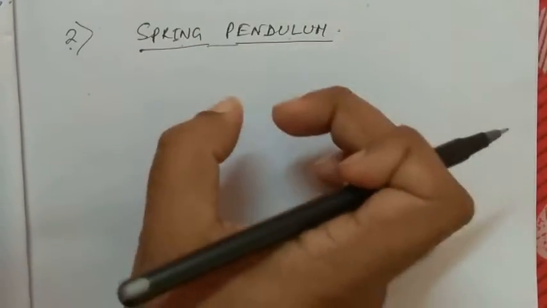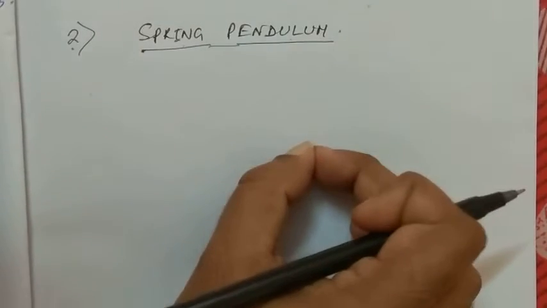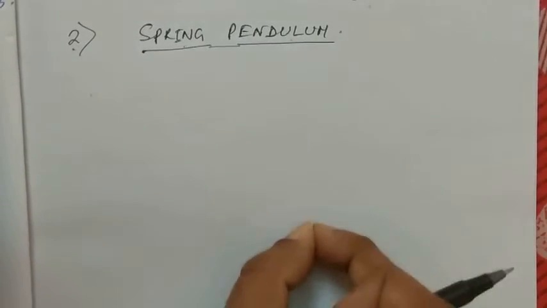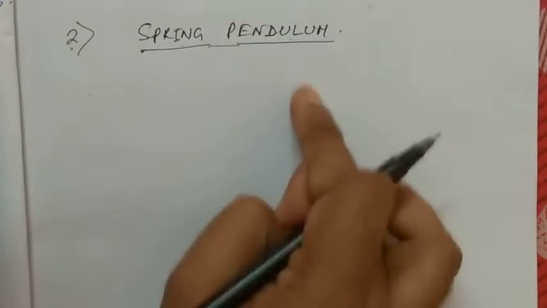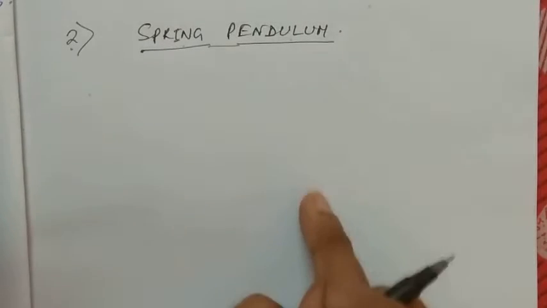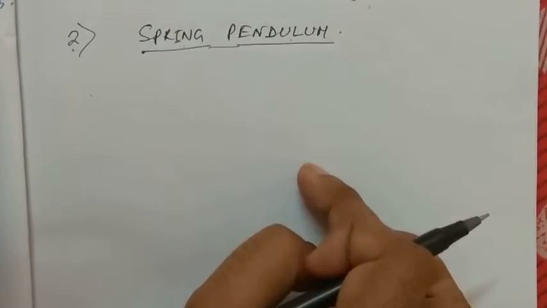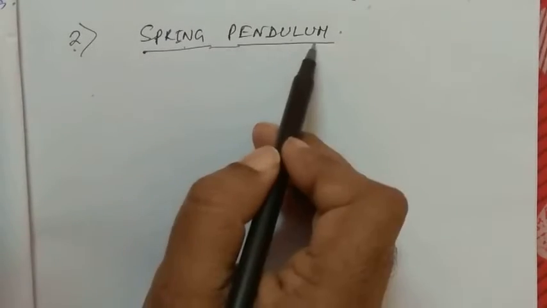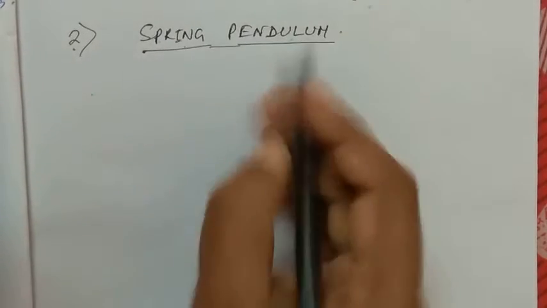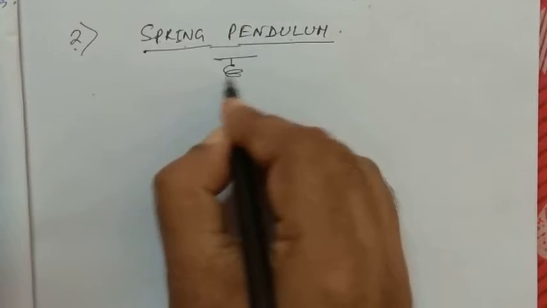As we all know, when a spring is hung from a point and the lower end is pulled down and released, it will just vibrate in this fashion. So we can take this as an SHM, and so the name pendulum comes here. That means it is a spring pendulum. The diagram should be like this.